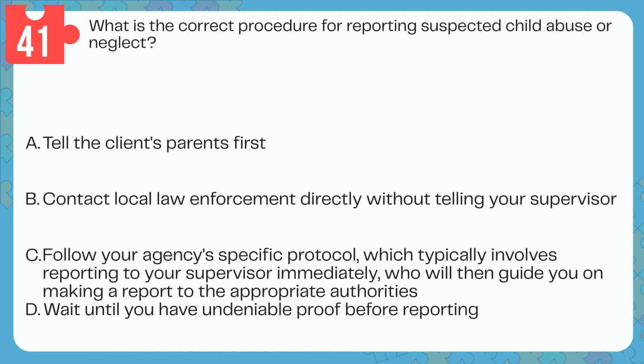Question 41. What is the correct procedure for reporting suspected child abuse or neglect? A. Tell the client's parents first. B. Contact local law enforcement directly without telling your supervisor. C. Follow your agency's specific protocol, which typically involves reporting to your supervisor immediately, who will then guide you on making a report to the appropriate authorities. D. Wait until you have undeniable proof before reporting.